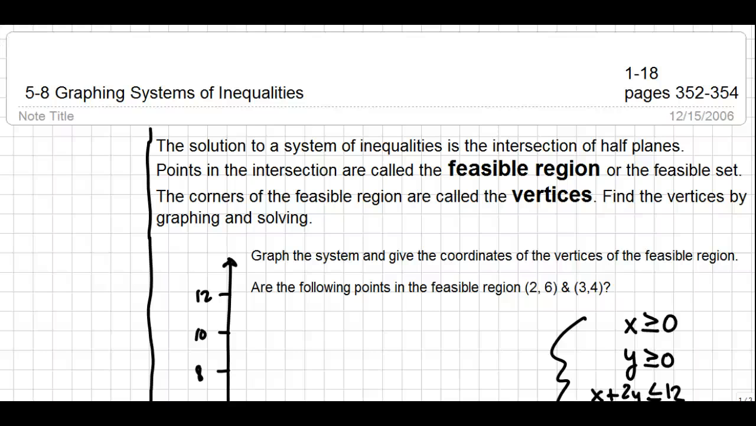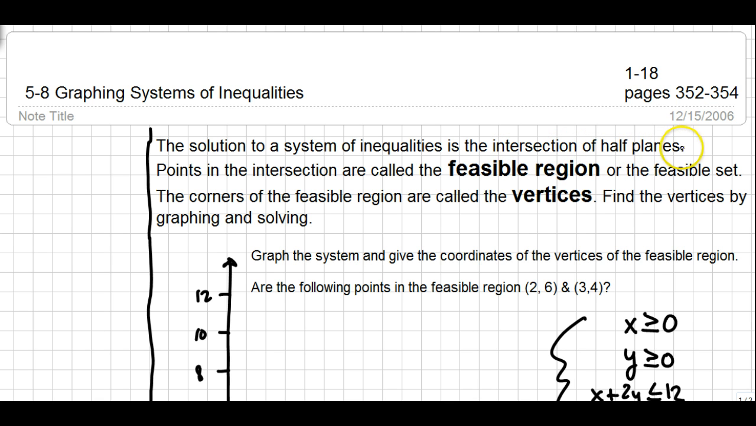This lesson is for Advanced Algebra, Lesson 5.8 on graphing systems of inequalities. Over the last few lessons, we've been graphing a lot, and now we're going to be graphing more than one inequality at a time. There's some vocabulary I'd like to have students read and copy before we get into the first example. Solution to a system of inequalities is the intersection of half planes.